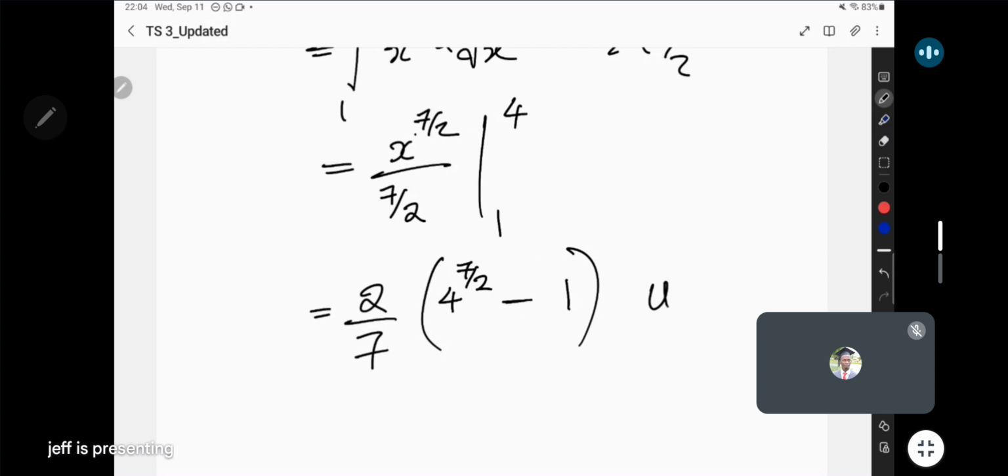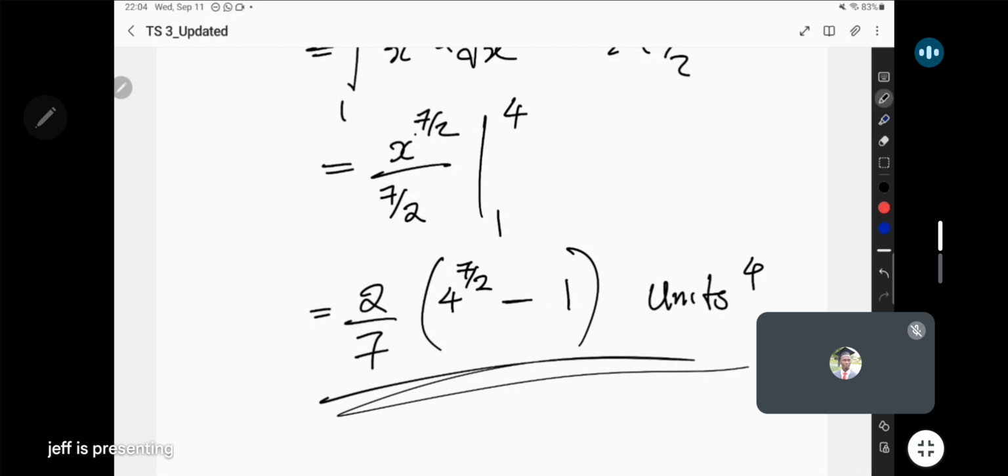Whatever this is, it will be units to the power 4. Okay, so this is basically how you approach it. This is how you'd work it out.